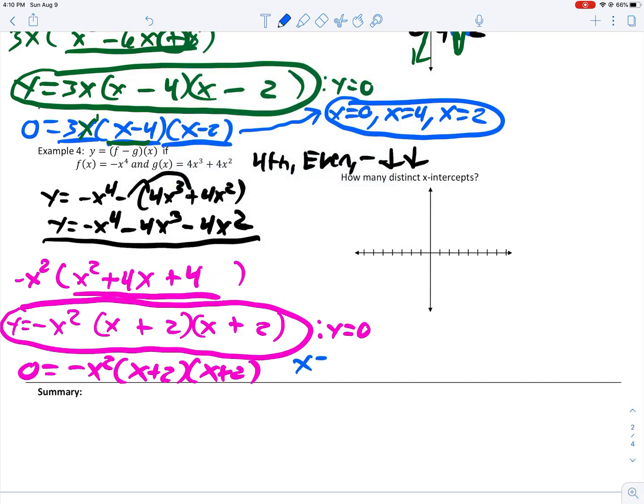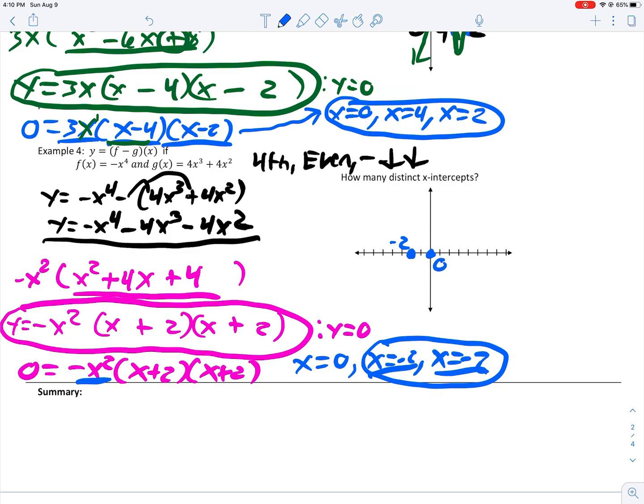So when you do that, you're going to end up getting x equals 0, x equals -2, x equals -2. Notice this occurs twice. You don't get to draw it on there 2 times. That means it's going to bounce. And it's going to bounce at 0 as well because it's x squared. So this occurs 2 times. So it bounces at -2 and it bounces at 0.